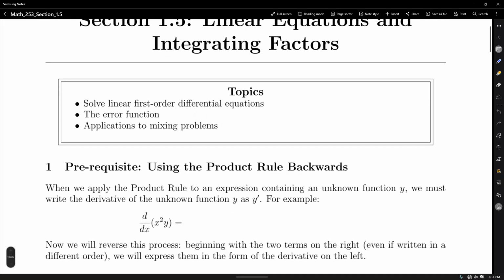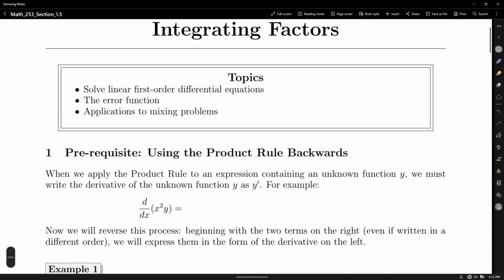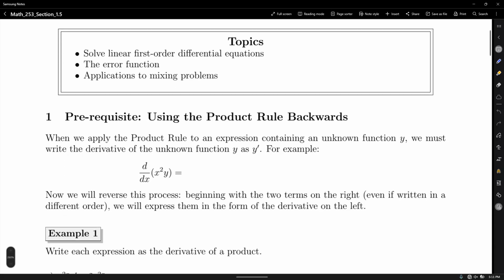We're also going to talk about the error function, which is one of those special functions in engineering and applied mathematics. And I'm going to go back to applications to mixing problems. Okay, so number one, the prerequisite we need to get through linear first order equations is the product rule, which you guys know, right?